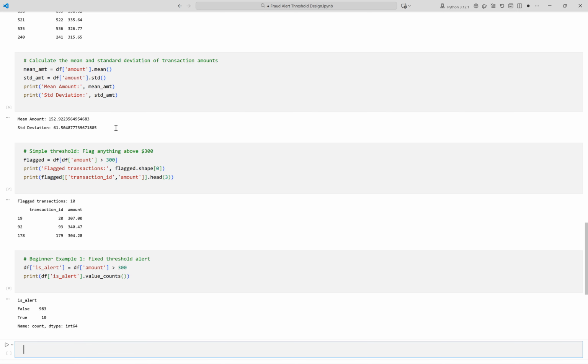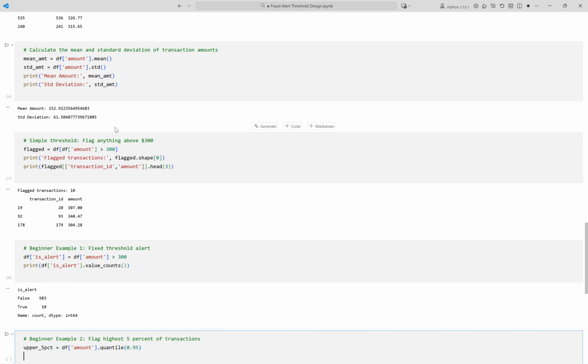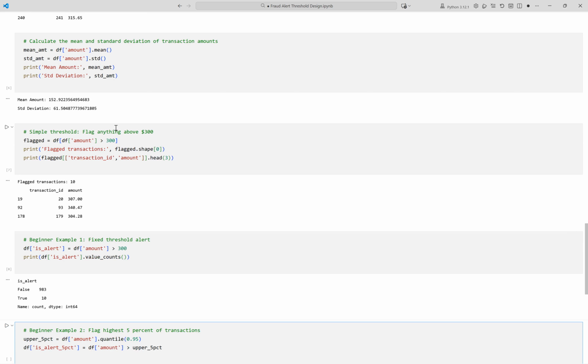We calculate the cutoff for the highest 5% of transaction amounts. We set is_alert_5pct to true if the amount is above the 95th percentile. We print the threshold value for the top 5%. We count how many transactions are flagged by this rule.